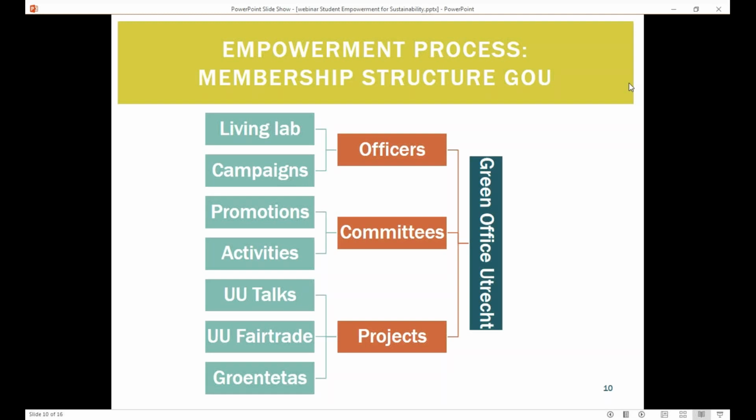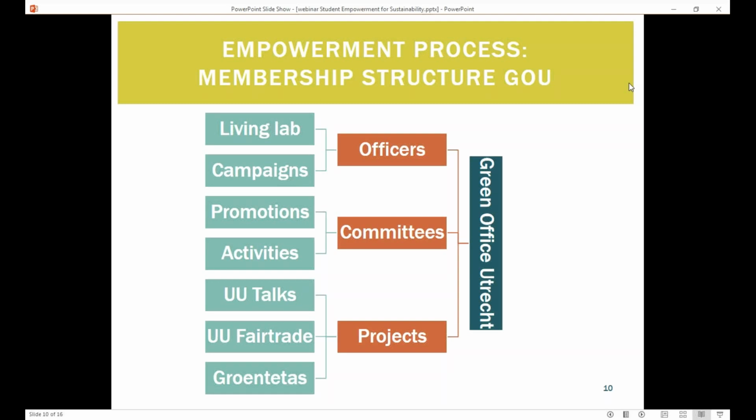Then you have the committees, which is a similar structure, so it's also a student employee surrounded by volunteers. So it's a team, and what is important is that it's not just the committee members that are just doing the activities that the student employee is proposing. No, they're a team, and they decide together what they will do, how they will do it. So that's important for the empowerment, that it's not just people being used as free labor.